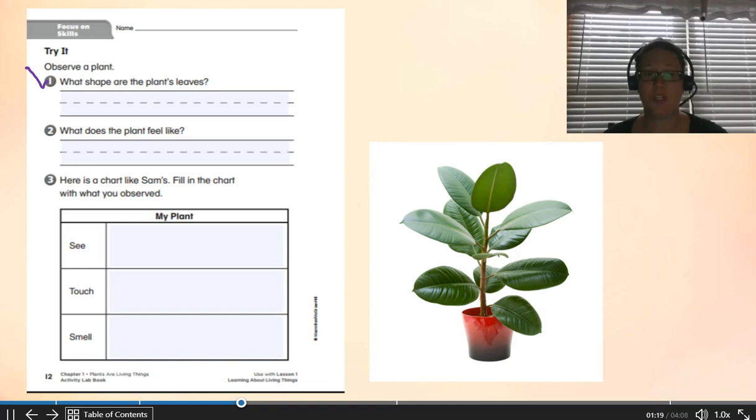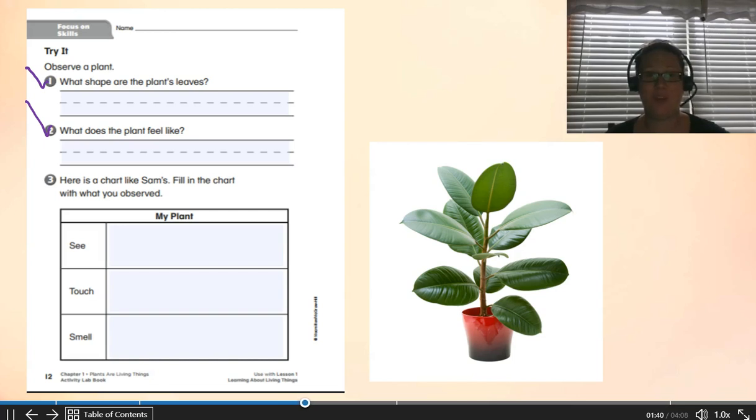The second question, what does the plant feel like? Now, if you are using the plant from the lesson, the picture, I want you to write what you think it would feel like. Don't forget to pause the recording and take a few minutes to answer that question.